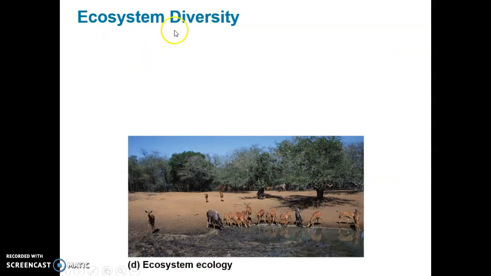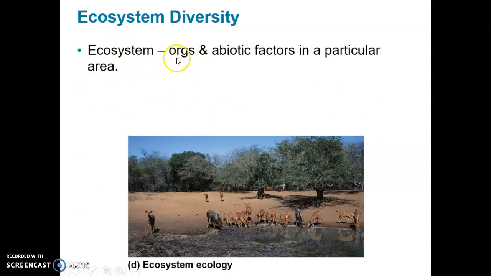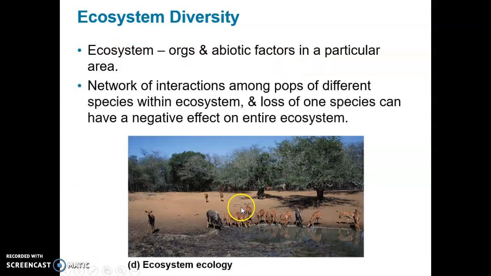So let's move on to ecosystem diversity. Remember, an ecosystem is an association of the community of different species and the habitat or environment in which they live, and the abiotic component. So the living biotic component and the abiotic component that are important, like water, minerals, temperature, rainfall, those sorts of things. So an ecosystem is the living biotic organisms and the abiotic factors in a particular area, habitat, region.